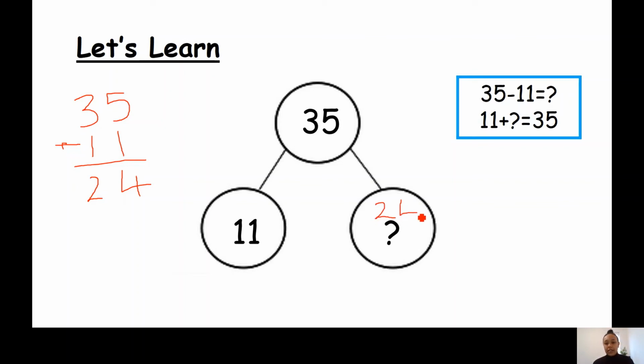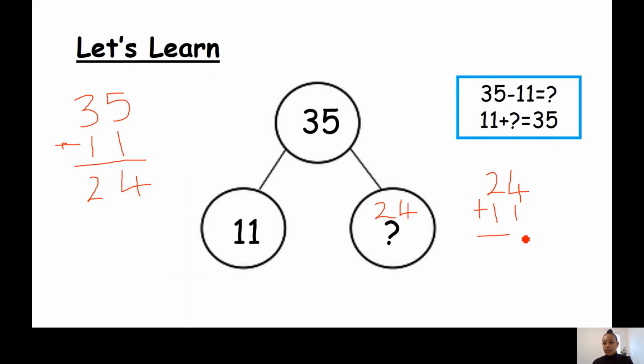Now, I feel like I need to check this. I can check this with the inverse column method. I'm going to do it over on this side. The way I can check this is by adding my two parts together. So the two parts that I think are correct are 24 and 11. Put my big number on the top, 24, and then I'm going to add 11.